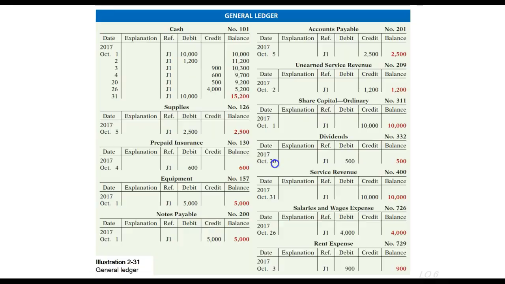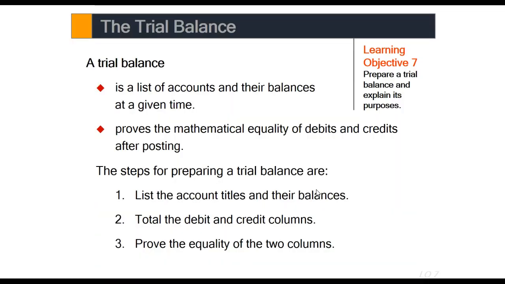Okay. Now the next thing is to take a look at your general ledger. We posted all of these and we have the balances here in red. So take a minute and examine them. Now, some of these accounts are debit balance accounts, like cash, supplies, prepaid insurance, equipment. Some are credit balance, like notes payable, accounts payable, and so on. Some revenue is credit and expenses are debit. So if we did everything correctly, then the balances of the debit accounts should equal the balances of the credit accounts. And that's all we do.